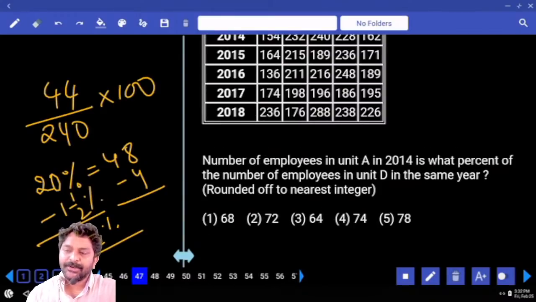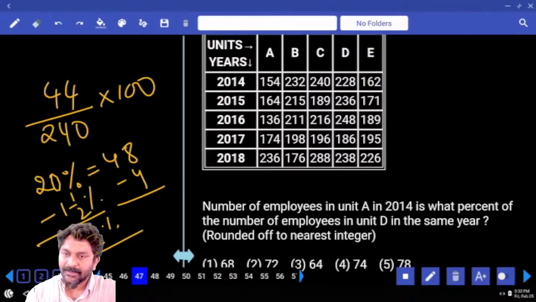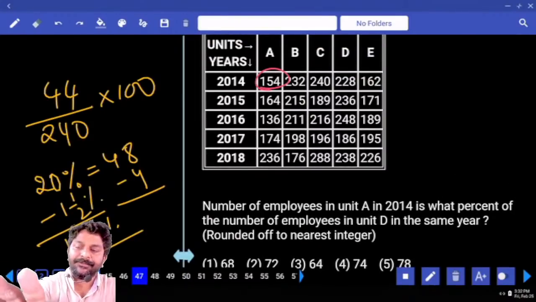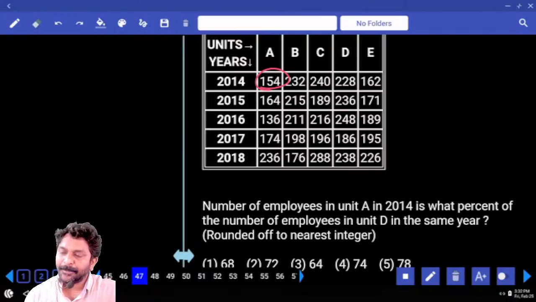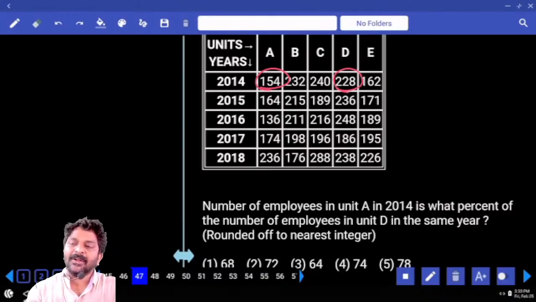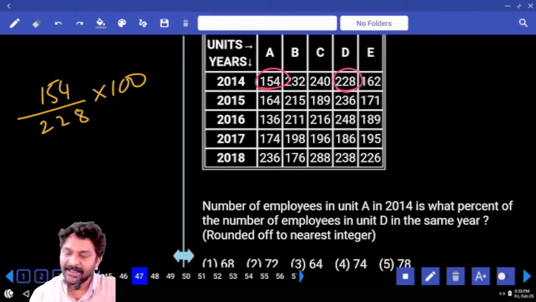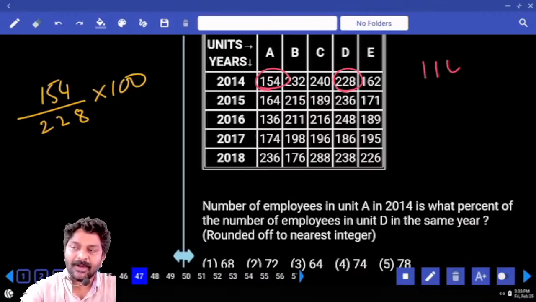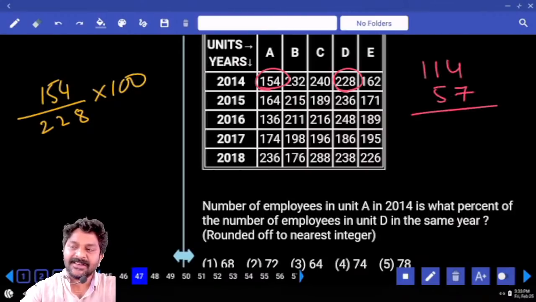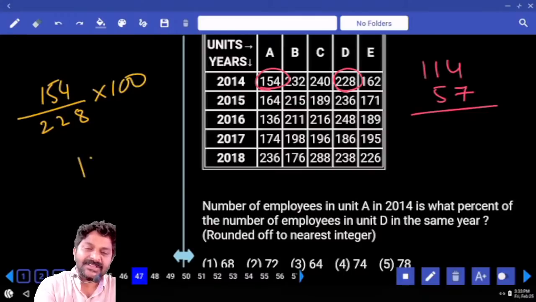Number of employees in unit A in 2014: 154 is what percent of the number of employees in unit D in the same year? Unit D in the same year, 228. So 154 as a percentage with respect to 228. So percentage into 100. Correct. Let's first calculate 75%. Half plus half only. What is half of the denominator? 114. Again half, 57. Sum of both, 171.